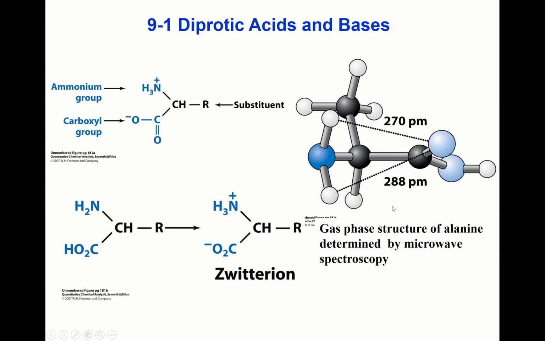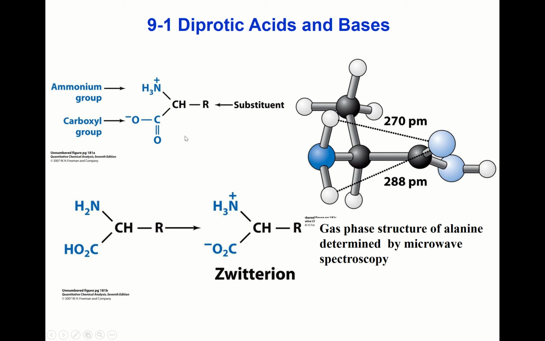So amino acids are so important in our life. Important is that amino acids are diprotic acids and bases. Sometimes amino acids are triprotic, but at least diprotic, because the amino acid structure itself can produce two protons or accept two protons. Here is the general structure of an amino acid.